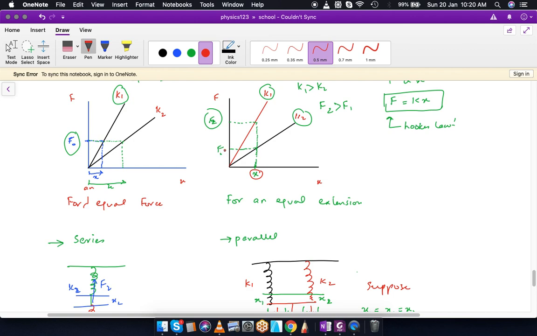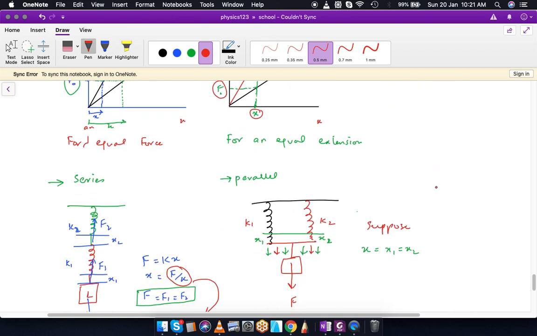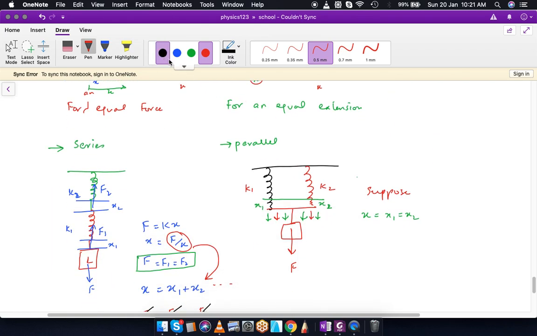for the same extension, both the springs would actually have different forces on them, right? So now we can apply these forces, and from that we can understand, for example in this spring, let's call the force F2, and in this spring the force was F1. So the total force then would be F1 plus F2.